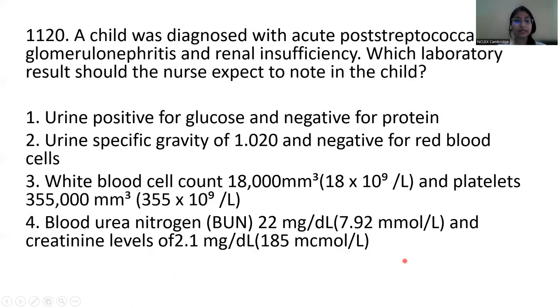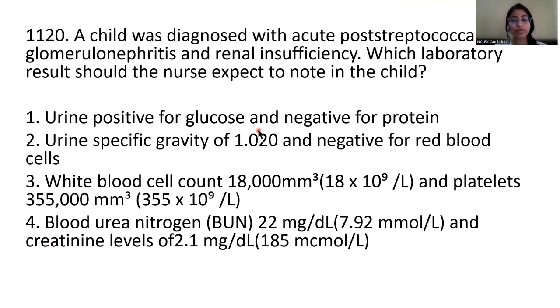Now let's see the next question. A child was diagnosed with acute post-streptococcal glomerulonephritis and renal insufficiency. Which laboratory results should the nurse expect to note in the child? So in this question, we can see that the question is on glomerulonephritis and renal insufficiency features. If there is damage to the kidney, there will be alteration in kidney functioning, so what results can we see? Now let's explore the options.